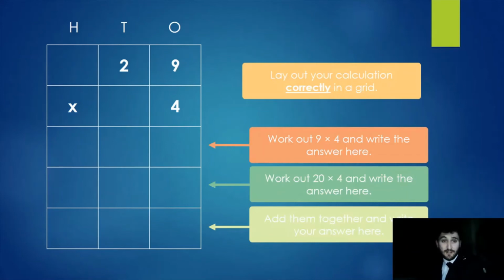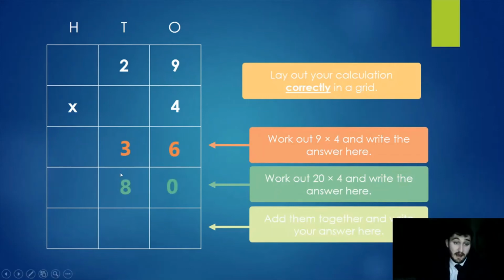Okay, by now you should have completed this. Let's see if you've got this right. So first step, I've laid this out correctly. Second, work out my ones. So 9 times 4. Let's see, so I know that 9 times 4 just from my times tables is 36. So remember, I'm going to write this 36 into my ones, so my 6 into my ones, sorry, and my 30, or my 3 tens in my tens column. Next, my tens. So work out 20 times 4. So I know that 2 times 4 is 8. 20 times 4, therefore, must be 80.